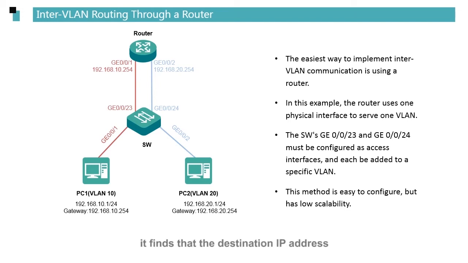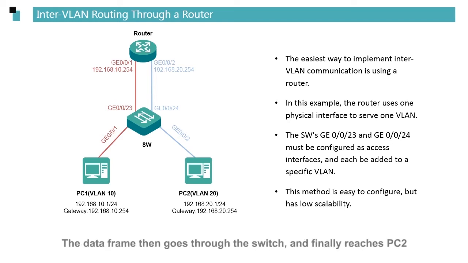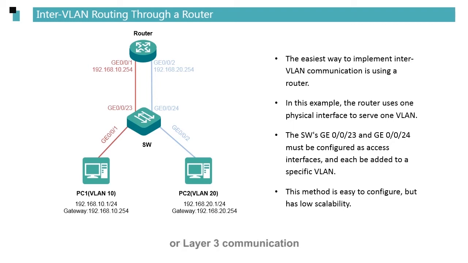After the router receives the data frame from its GE0/0/1, it finds that the destination IP address in the Layer 3 IP header of the data frame is 192.168.20.1. The router then looks up the routing table to find that it is directly connected to network segment 192.168.20.0, which is exactly where its GE0/0/2 resides. Therefore, the router routes the data frame out through its GE0/0/2. The data frame then goes through the switch and finally reaches PC2. This process is called inter-VLAN communication, or Layer 3 communication.